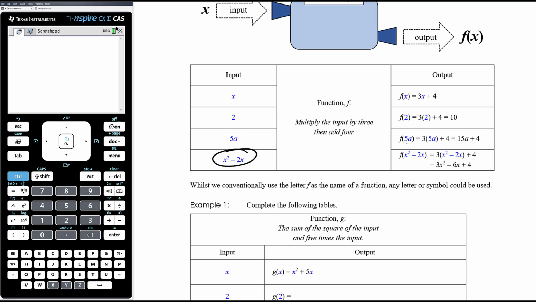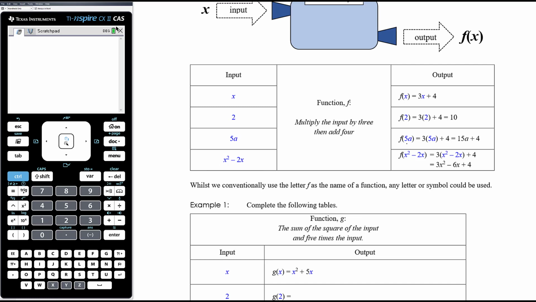If our input is x squared minus 2x, we multiply x squared minus 2x by 3 and then add 4. f of x squared minus 2x, a result of applying our function f to x squared minus 2x, is 3 times x squared minus 2x plus 4, which simplifies to 3x squared minus 6x plus 4.